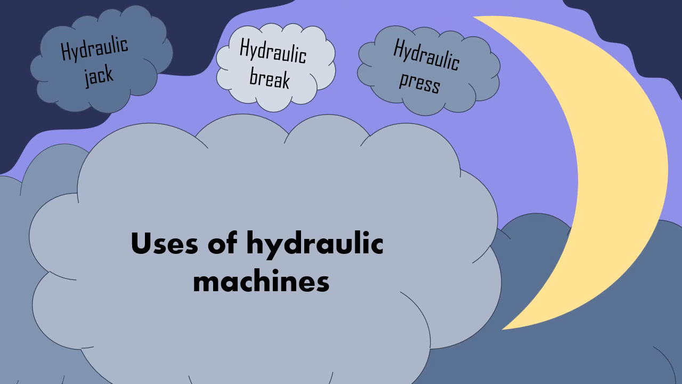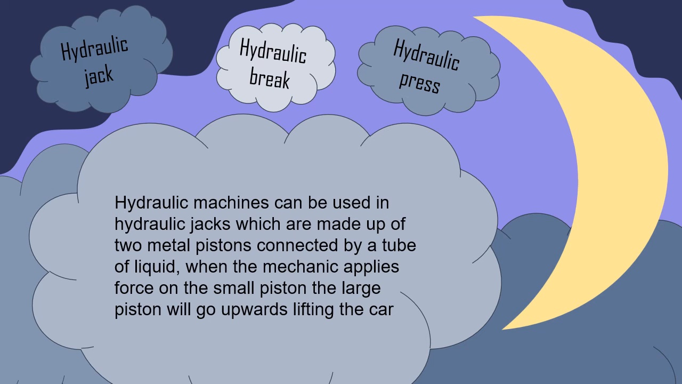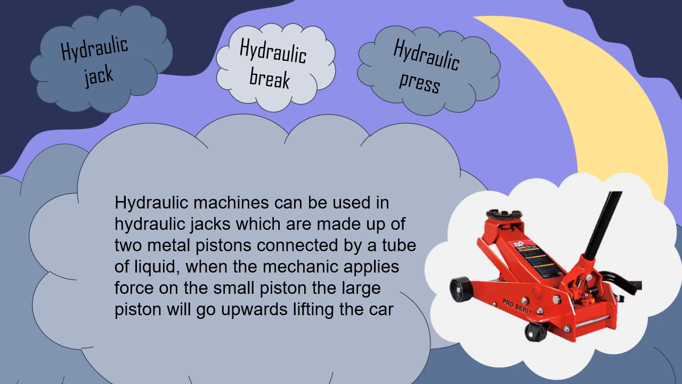Uses of hydraulic machines. Hydraulic machines can be used in hydraulic jacks, which are made up of two metal pistons connected by a tube of liquid. When the mechanic applies force on the small piston, the large piston will go upwards, lifting the car.